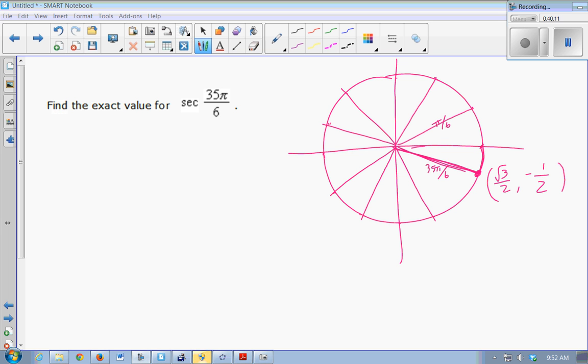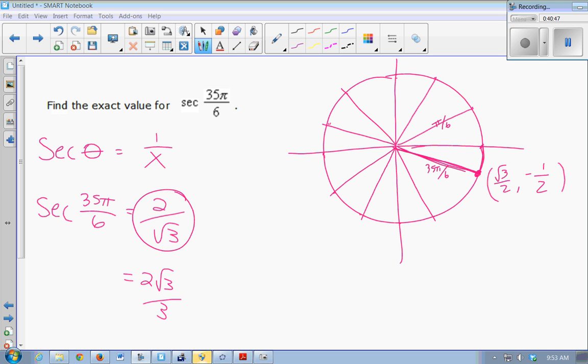Okay, so then the secant of an angle, just like in the last one, is the reciprocal of the x coordinate, because secant is the reciprocal of cosine. So the secant of 35 pi over 6 is the reciprocal of the x coordinate, so that would be 2 over root 3. And that answer is perfectly acceptable. Some people are in the habit of rationalizing the denominator, where you would multiply the top and bottom of this fraction by root 3. So you would get 2 root 3 over 3. Those are the same value.